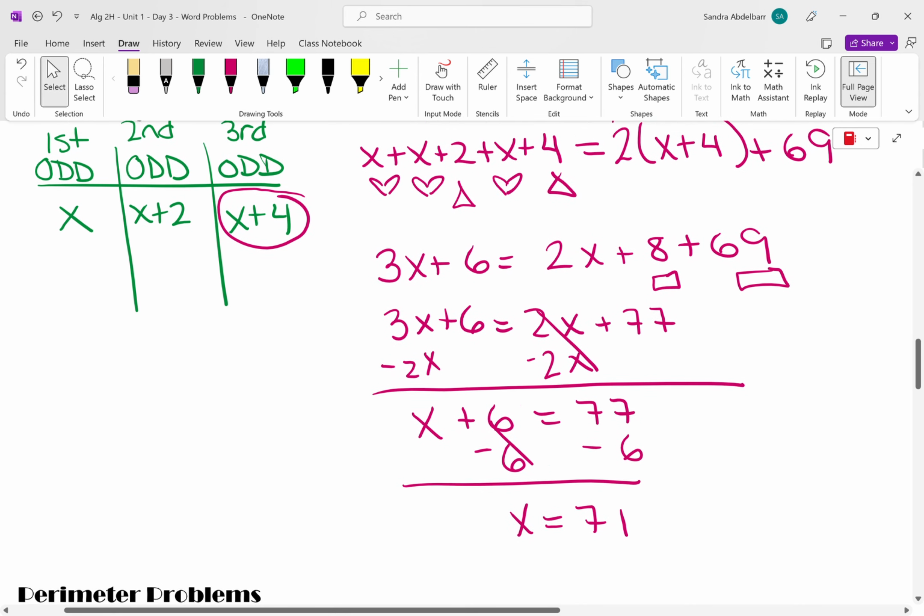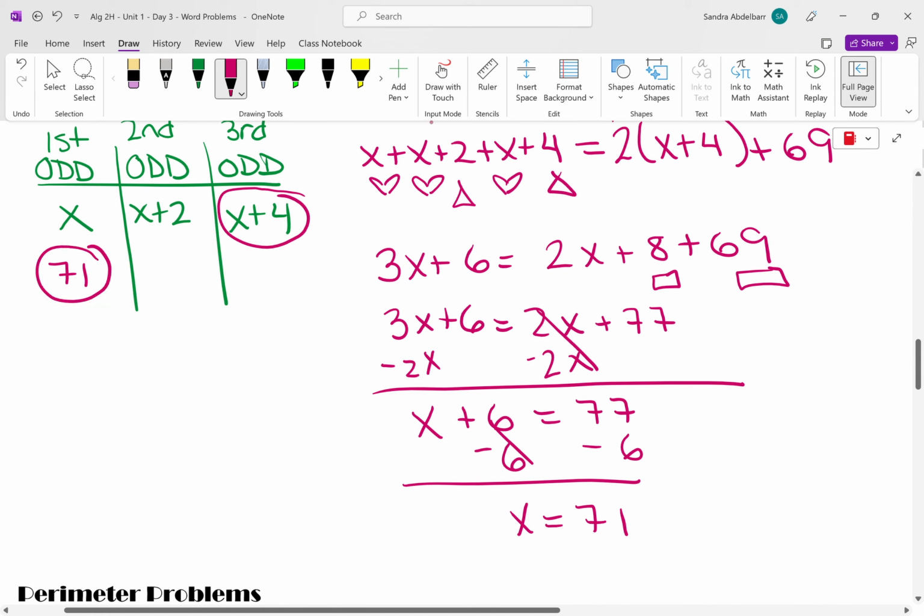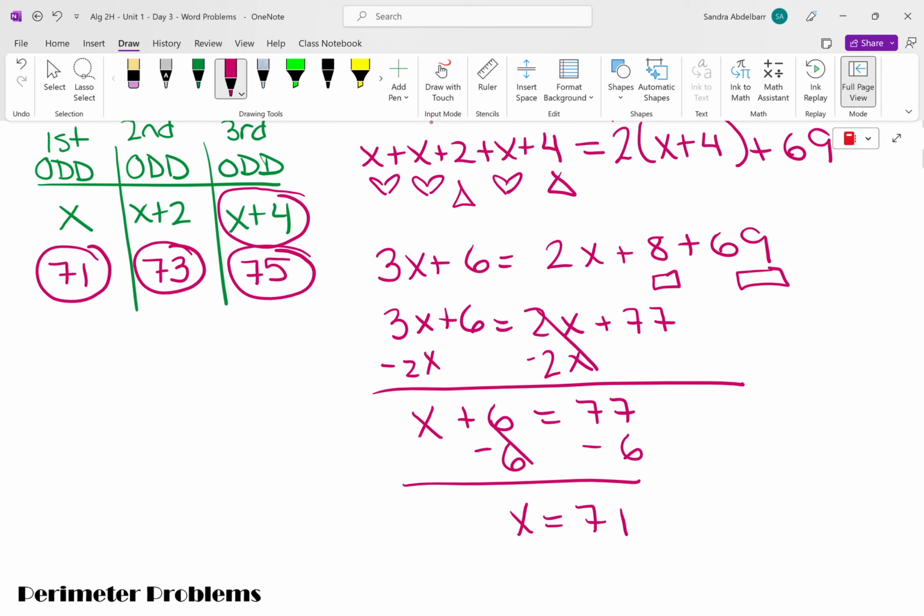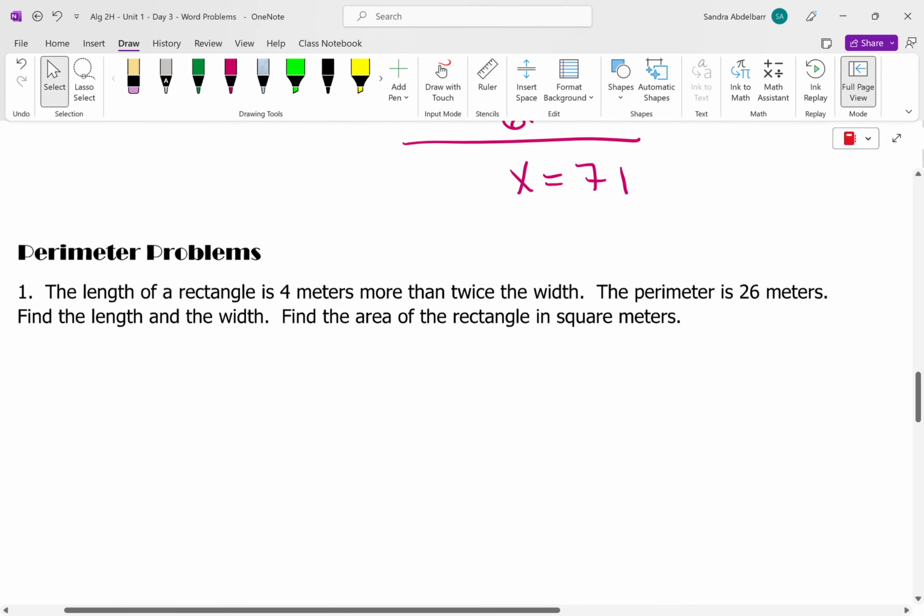Which one is 71? Danny? The first odd. Good. The first odd is 71. What's the second odd? 73. What's the third odd? 75. What happens if you didn't get odd numbers? You did something wrong, exactly. If you didn't get odd numbers, you did something wrong.